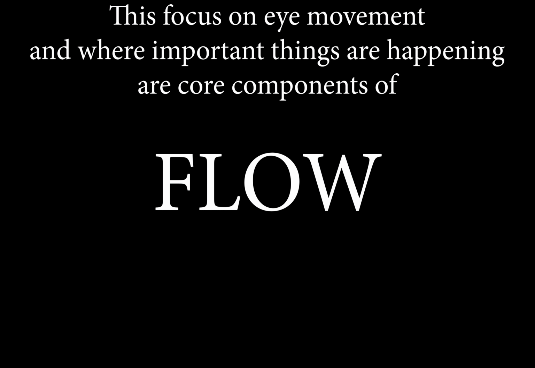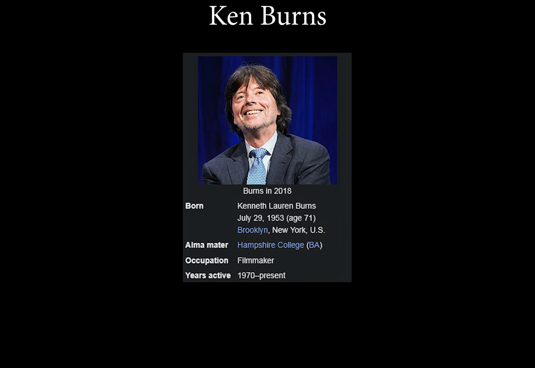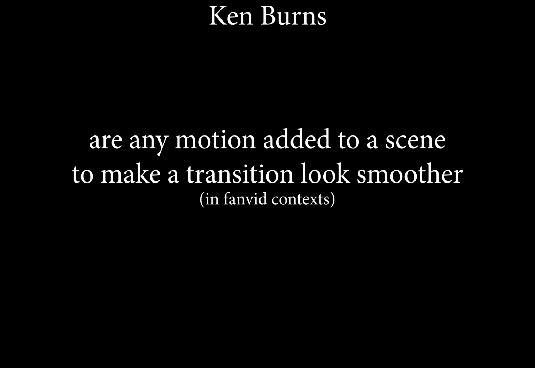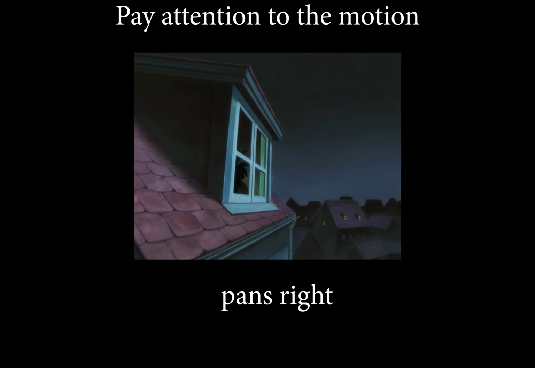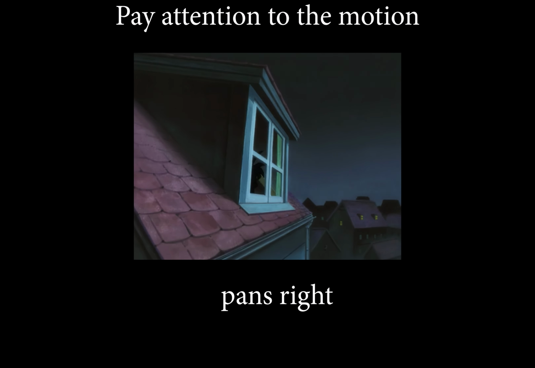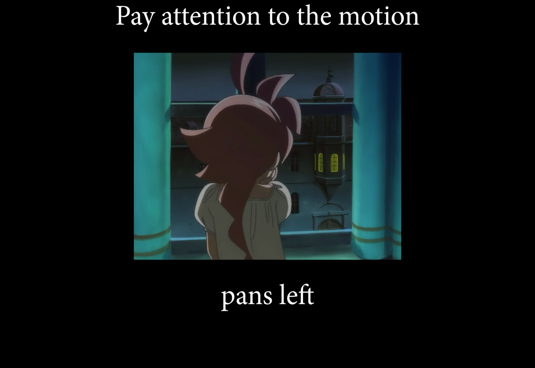This focus on eye movement and where important things are happening on screen are core components of flow. And we really can't talk about flow without mentioning Ken Burns. While most people refer to Ken Burns as adding a slight zoom, it's actually any motion to make a transition smoother. Because we're usually not animating the shots ourselves, we're limited to the footage we have, and sometimes the scene we want to use moves. Let's say it pans to the right, and the next scene we want to use pans to the left. This is a problem because our eyes naturally follow movement, and the abrupt change of direction interrupts the flow of our video.